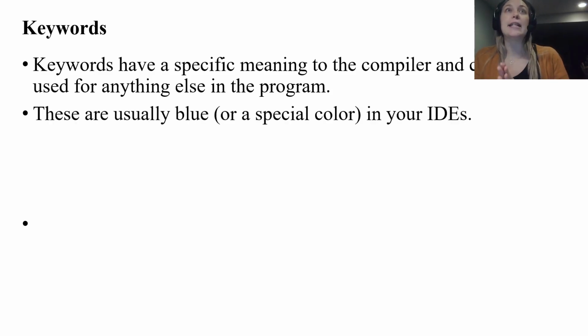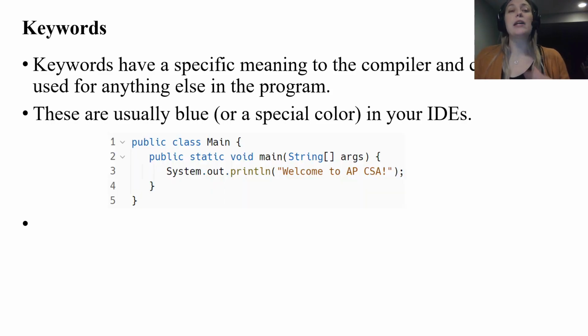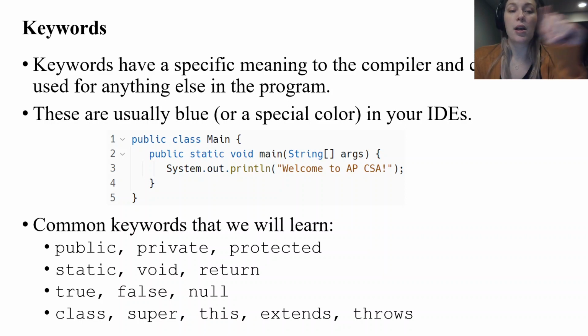Usually your IDE will show them as blue, sometimes another special color. I guess it depends on your IDE. But here's an example of keywords that are shown in blue. The program we went over in Lesson 1 had several keywords like public, class, static, void, and String, and all of those you see are in blue because they have very specific meanings to the compiler.